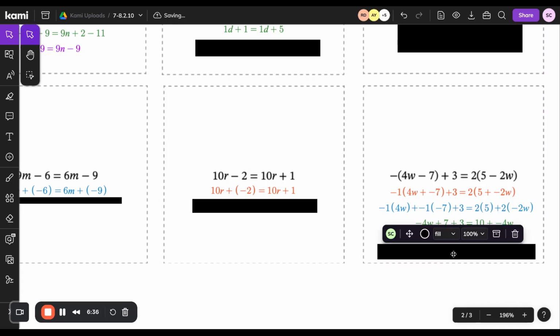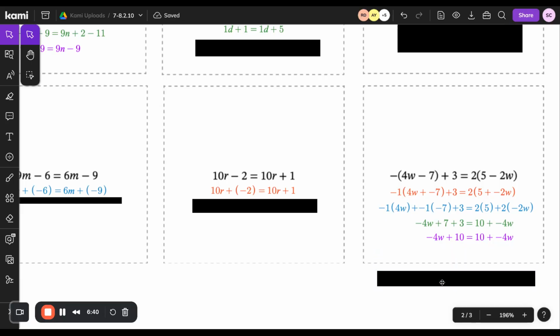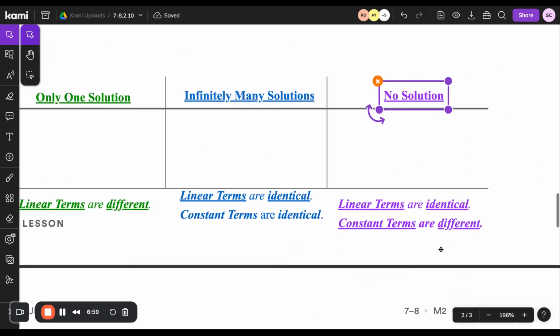And simplified, this is what we get after we combine our like terms, looking at what your linear term is for both of these and looking at what your constant term is for each of these. Do you have the same for both or is something different? And answering, is this going to be no solution or infinitely many solutions?